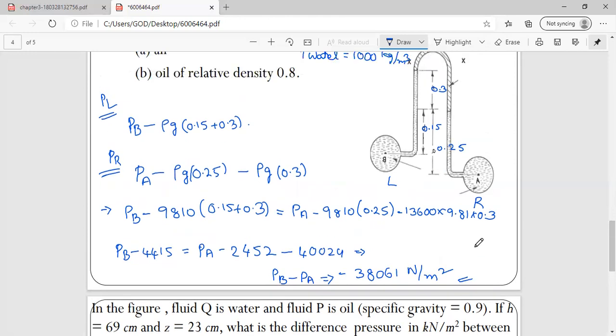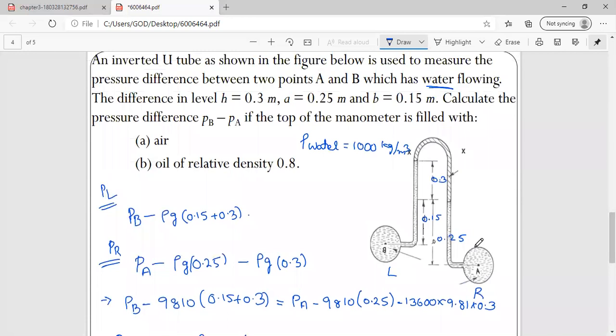I hope you will solve the remaining two problems. Two more problems are given. One is for air. If you take air, you have to take the density of air as 1.2041 kg per meter cube. And in case of oil, if you take it, the specific gravity comes out to be 0.83. We will solve the oil problem in the next class.